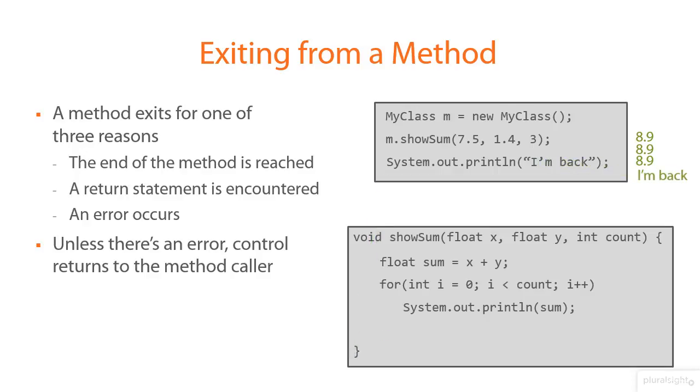Now, if we wanted to, we could put a return statement here at the end, and it would actually work exactly the same. In that case, we'll be exiting because it hit the return instead of the end of the method. And in this scenario, it doesn't change anything. But the return statement does not have to go at the end of the method.